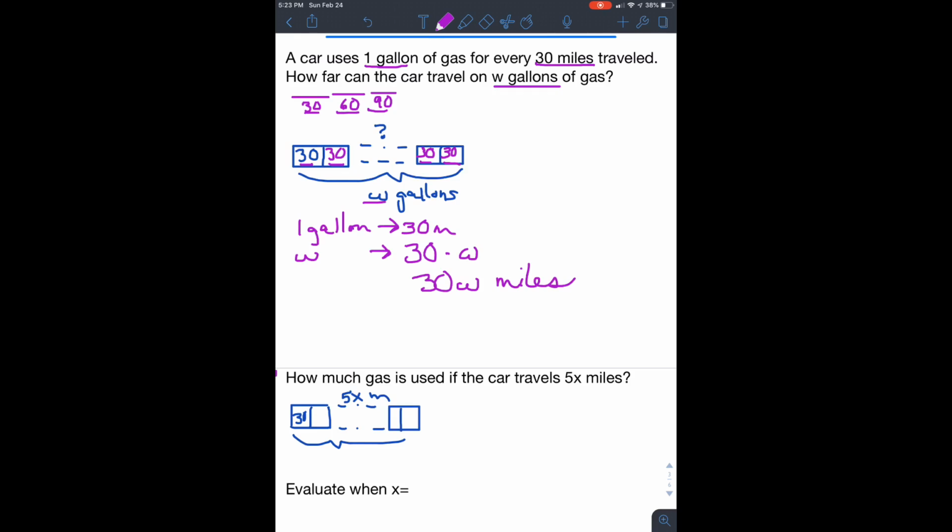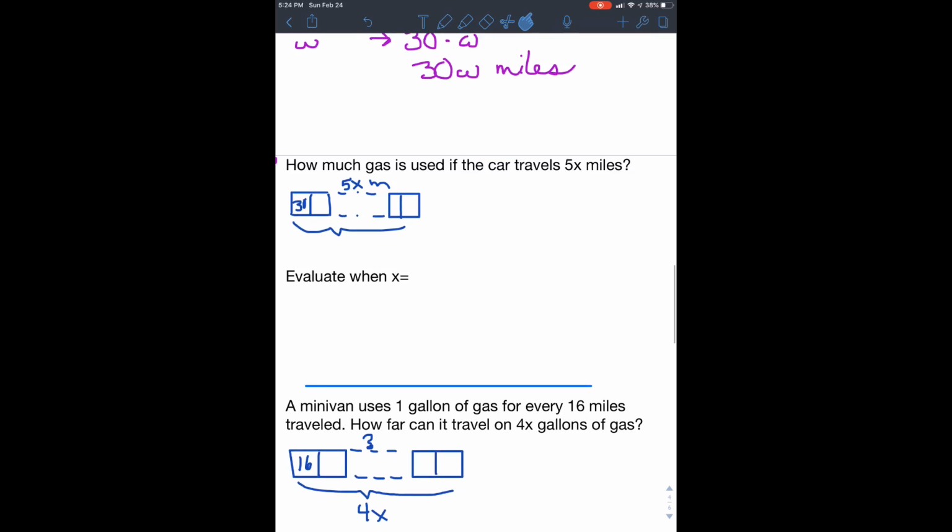So a car can go 30W miles on W gallons of gas. And if you're not sure if you're right, you can go back and you can think, well, what if that W equaled 3? Well, then that would be 3 times 30, and that would be 90. Oh, yes, that would be right. 30, 60, 90. So you can check yourself by filling in the variable with a number that's easy for you to use.